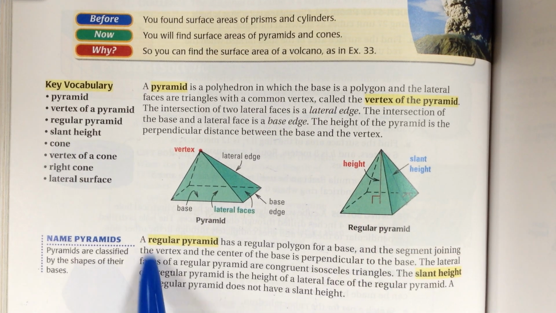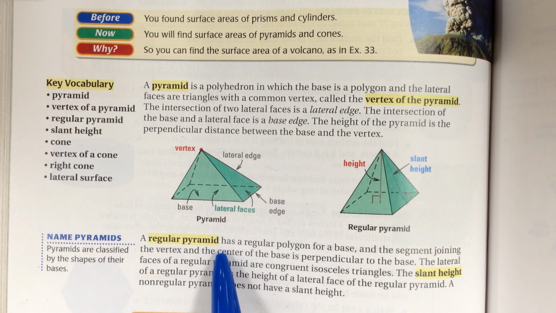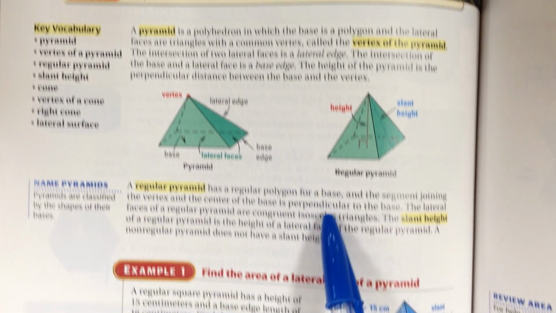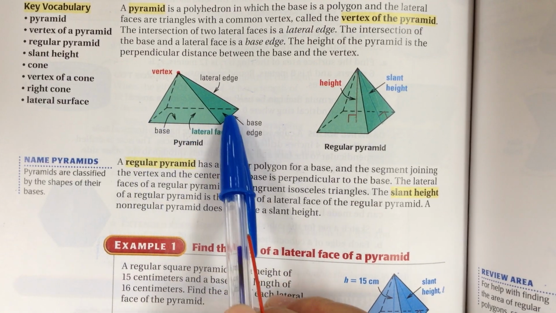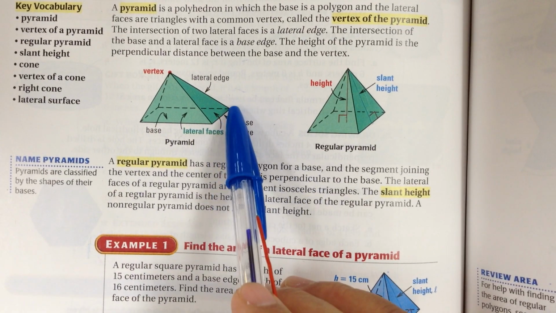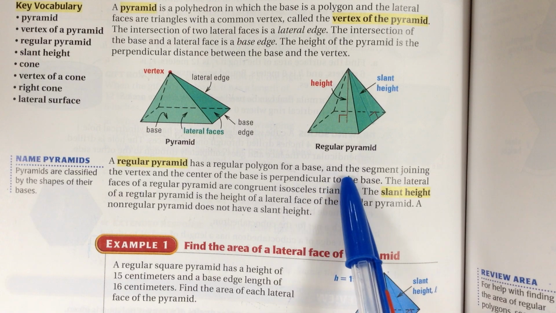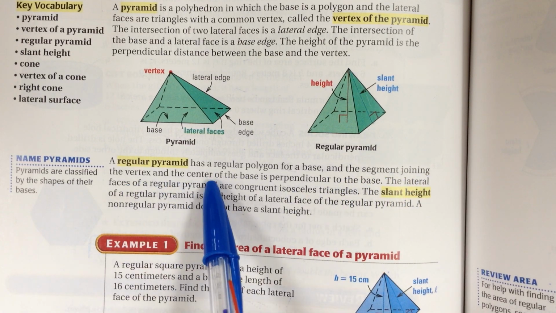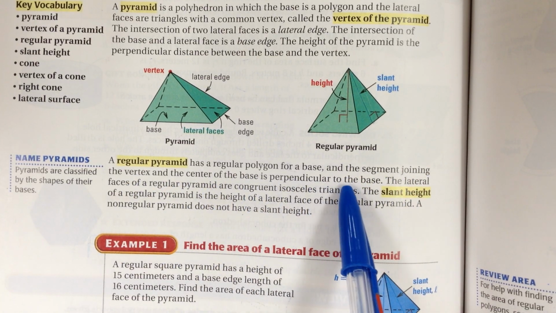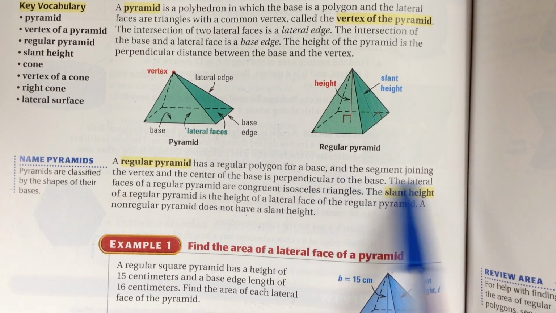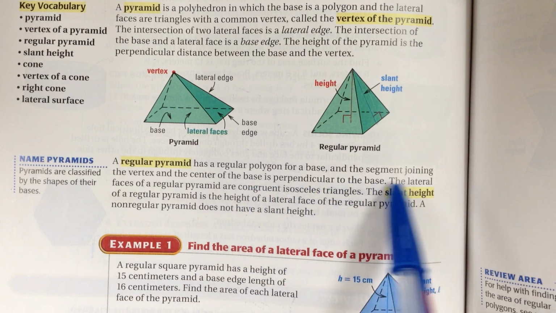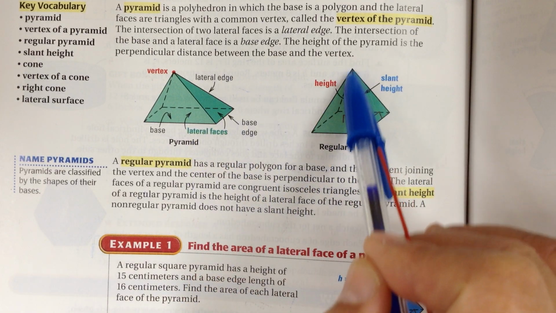A regular pyramid has a regular polygon for its base. So when you see the word regular, it means the base is a regular shape, which means all sides are congruent. And the segment joining the vertex and the center of the base is perpendicular to the base. So again, that is the height.